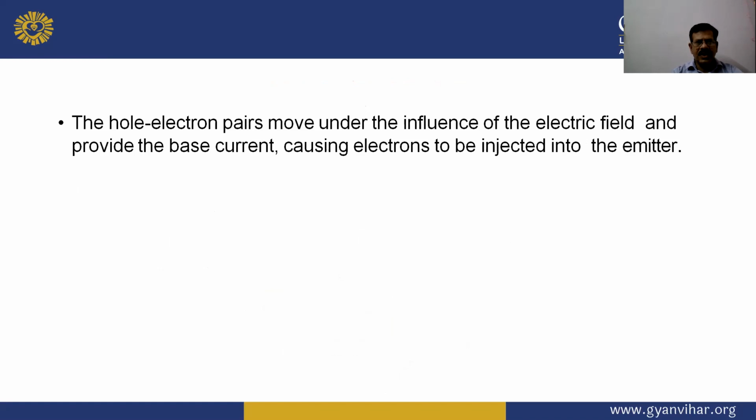The hole electron pairs move under the influence of the electric field and provide the base current. The generation of hole and electron pairs occurs when we apply the electric field in the manner of reverse biasing to the phototransistor, and this provides the base current, causing electrons to be injected into the emitter. There is a flow of electrons injected into the emitter region.